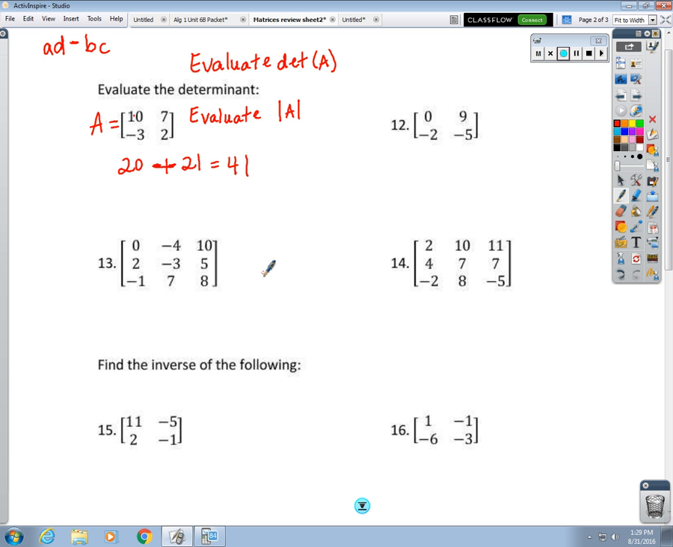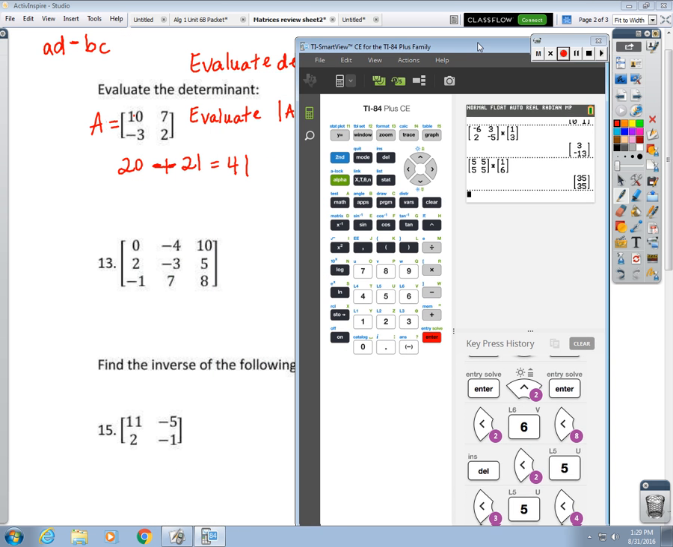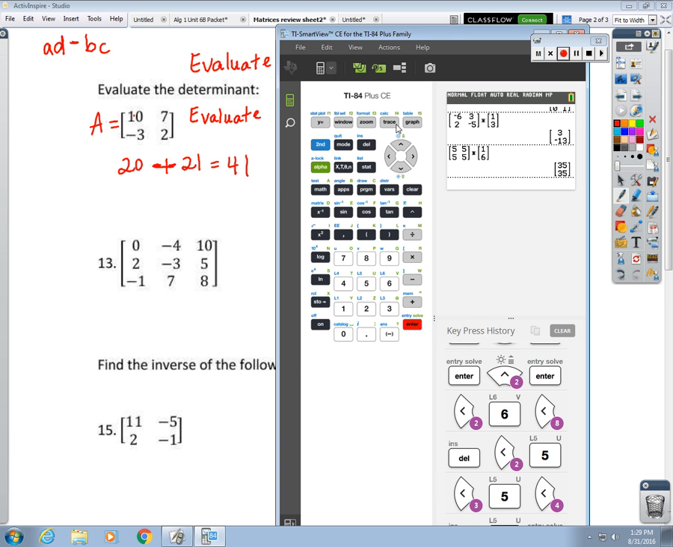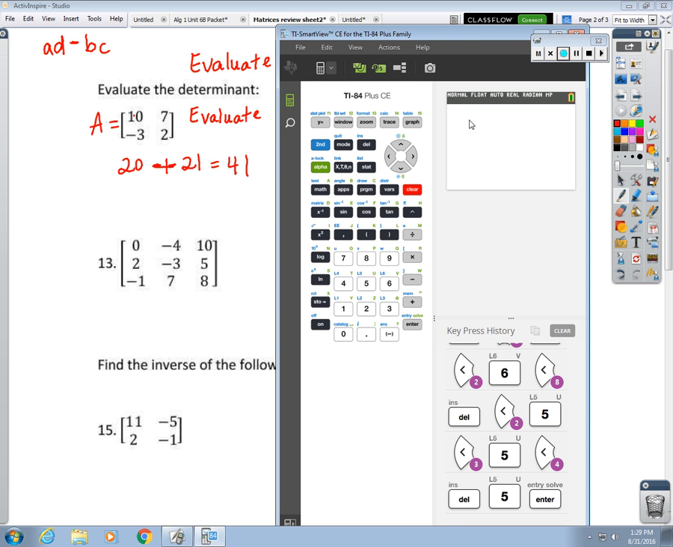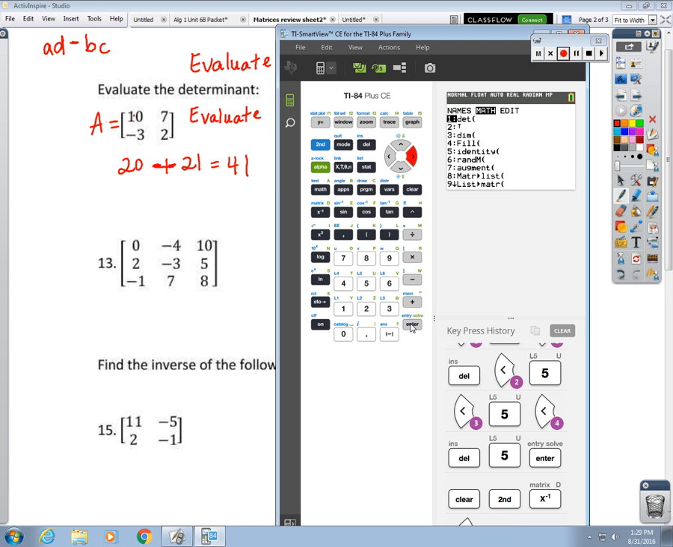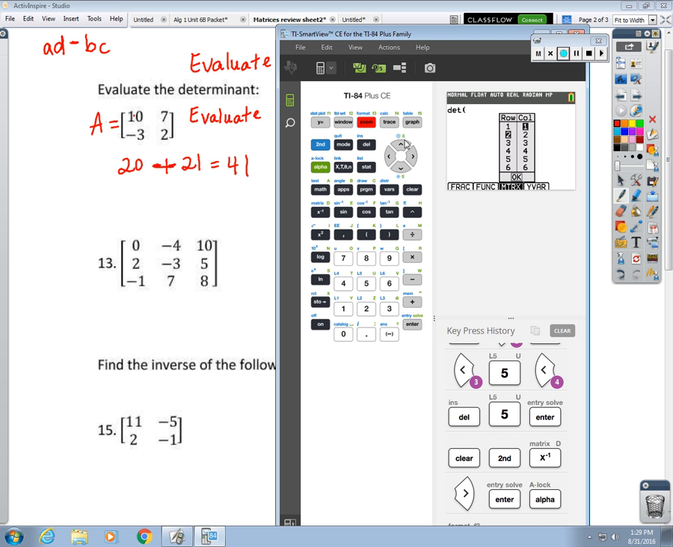But you don't have to remember how to do this formula. You don't have to remember how to do the determinant by hand, because the calculator will do it for you if you can remember how to type in determinant. Does anybody remember how to type in determinant? Right. Second matrix. Go over to math. There it is. Once you have done that, you just type in your determinant using alpha zoom. It's a 2 by 2.